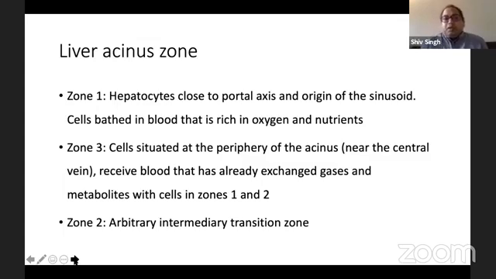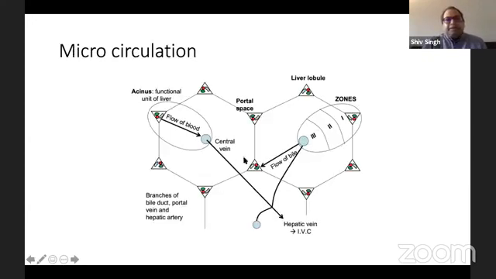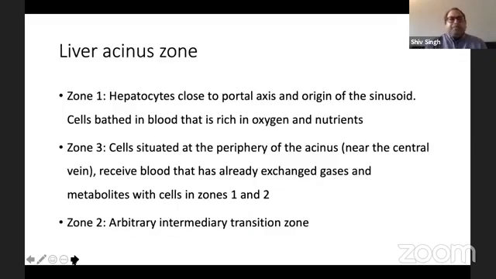So in zone 1, hepatocytes are close to the portal axis, and the sinusoids are bathed in blood that is rich in oxygen and nutrients. Whereas if we look at zone 3, which is near the central vein, so let me go back here. If you look at this, the central vein, that's zone 3, which is very close to the central vein. So these cells are situated at the periphery of the acinus, near the central vein, and they receive blood that has already exchanged gases and metabolites in zones 1 and 2. And zone 2 is intermediate between zone 1 and zone 3.